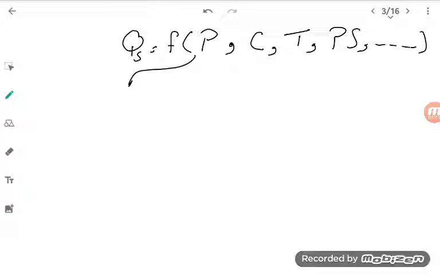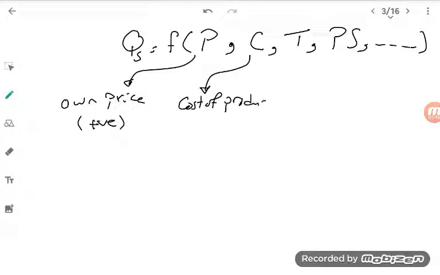P stands for own price of the commodity, and if you are a supplier, you would like to supply more if the price increases. So it is a positive relationship. C stands for cost of production or price of factors of production, and if cost of production increases, you are going to supply less. So it is a negative relationship. T stands for technology. If there is a technological improvement, producers can supply more, so it's a positive relationship.